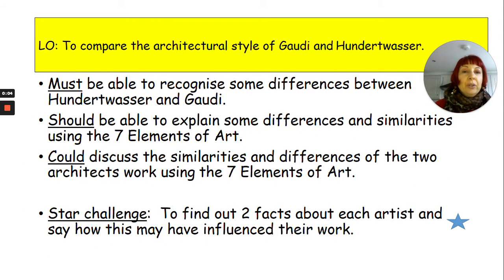Today we're going to use those art elements that we looked at last week, and we're going to start to compare the architectural style of Gaudi and Hundertwasser. A must for today is that you recognise some differences between Hundertwasser and Gaudi's work. A should for today is that you can explain those differences using the seven elements of art. And a could for today is that you're able to explain several similarities and differences between the two architects using the 7 elements of art.